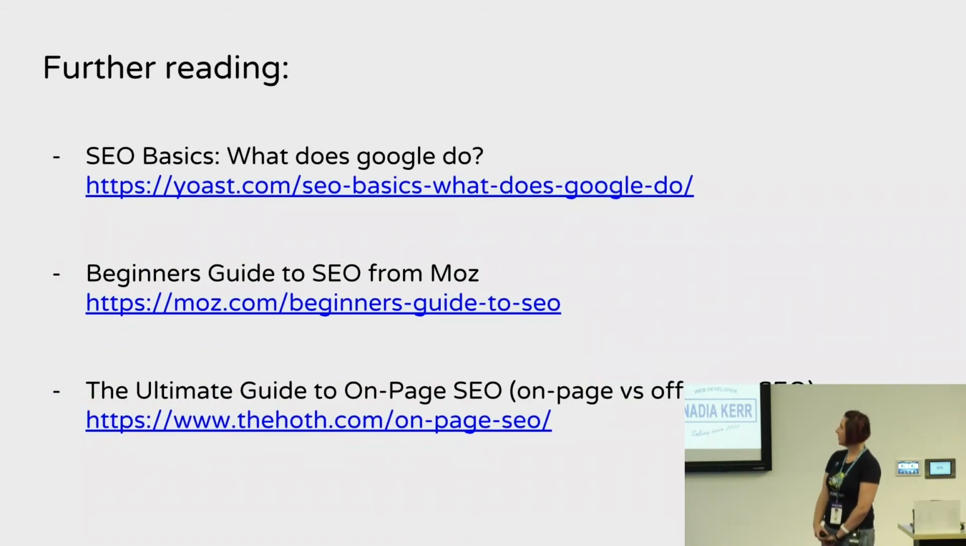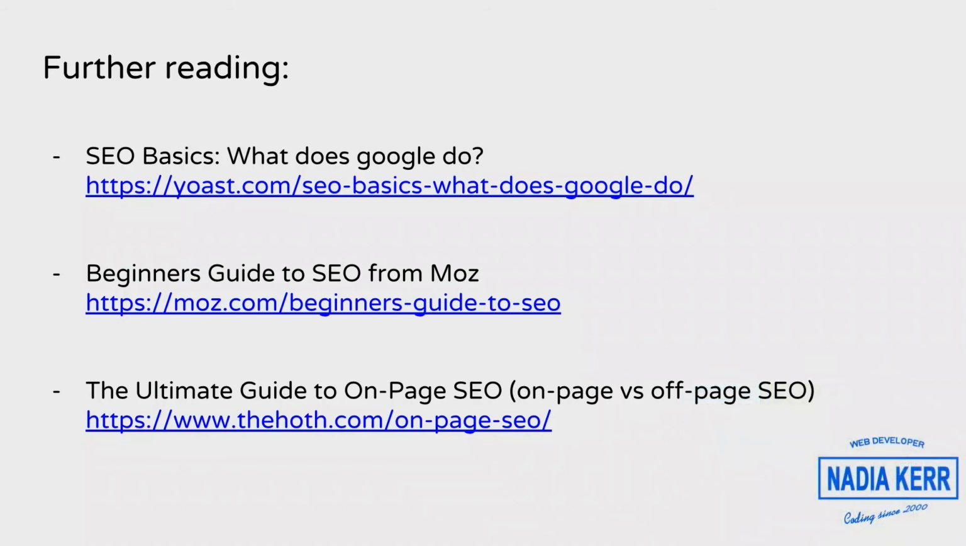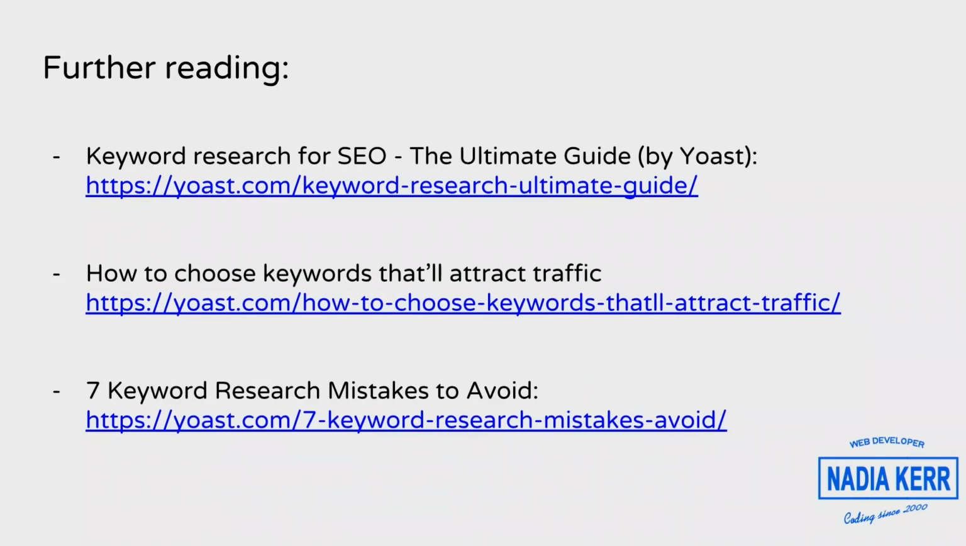So some further reading there. Yoast's website for the Yoast plugin has a number of useful articles you might want to read. I've highlighted a few of them throughout here. The Moz website also has some beginner guides to SEO. If you're wanting to learn a little bit more about on-page SEO and off-page SEO, the link at the bottom is really informative, and it's got a lot more detail in some of the areas that I've covered today as well. And again, a couple more Yoast ones. These ones are specifically talking about keyword research.